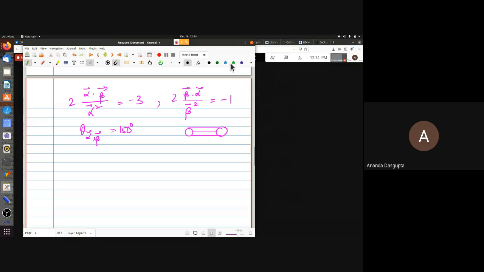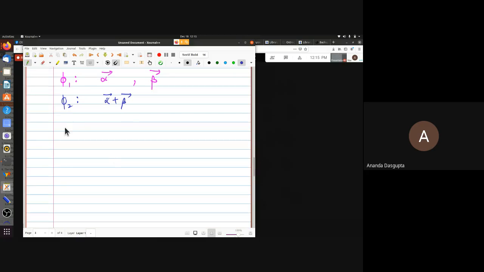So now, let us recap what we have found out so far. We have found out the phi 1 level. Of course, you have alpha and beta. Phi 2 level, 2 alpha, 2 beta is out, so we are not going to write them down. Alpha plus beta. Phi 3 level.